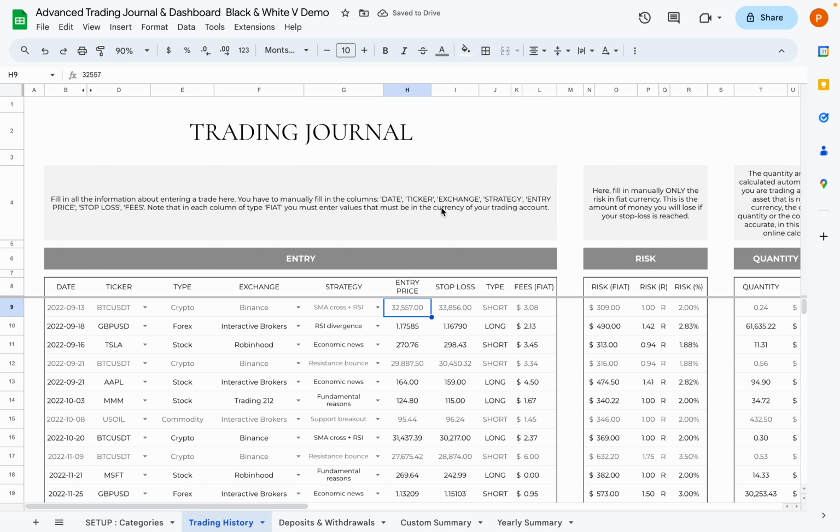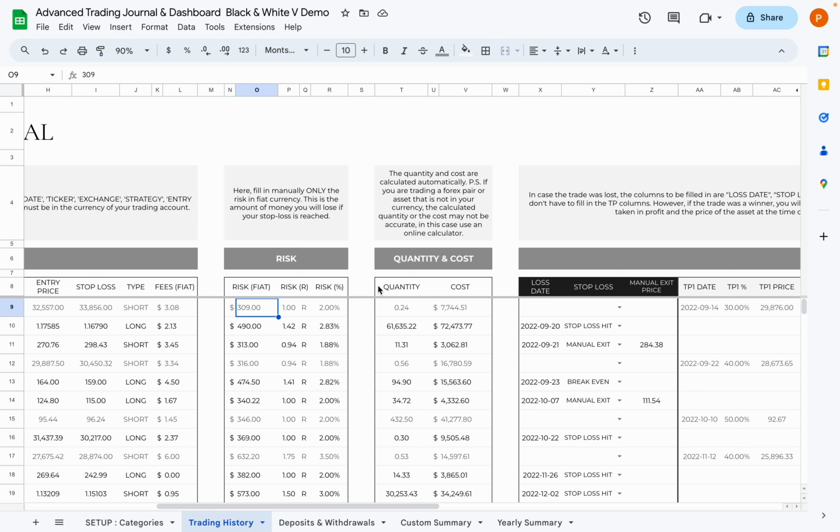So we are in the entry section. Everything in that section is about the entry in the trade. Fill this cell with the price of your stop loss. Finally, just tell how much you paid in fees. For the risk section, you only need to fill one cell. This is the risk fiat cell, and you need to fill in the amount of money that you will lose if your stop loss is hit on the trade. And it will tell you automatically your R factor and the percentage of risk of your account that is in the trade. The quantity and the cost are calculated automatically.